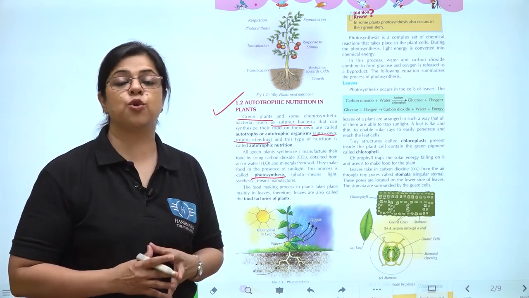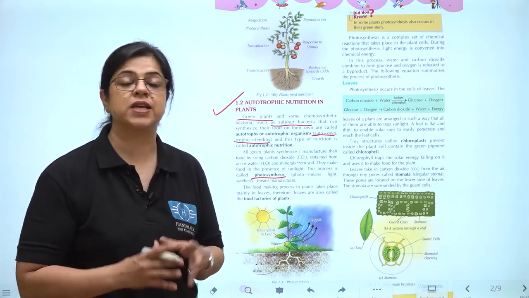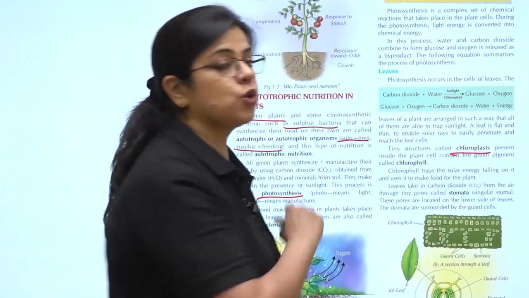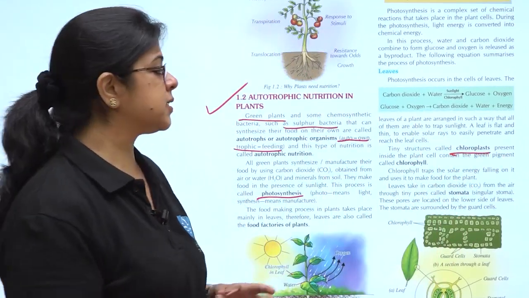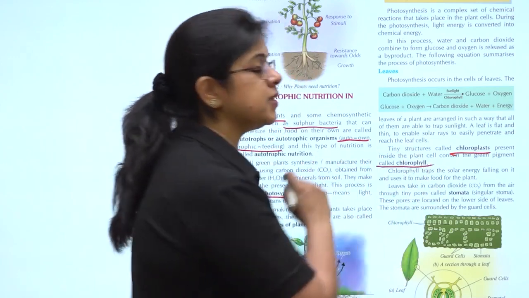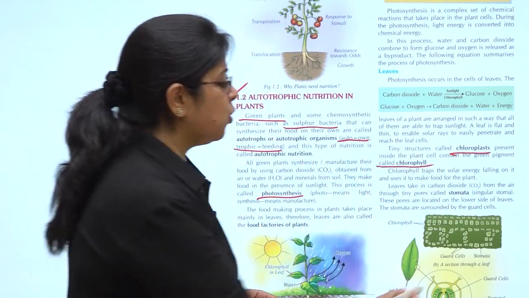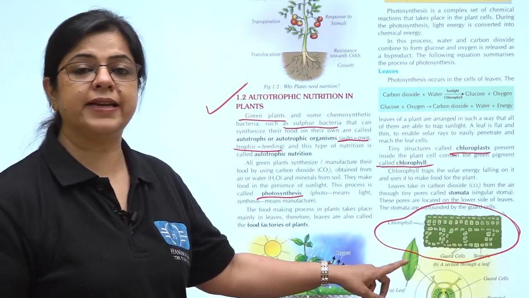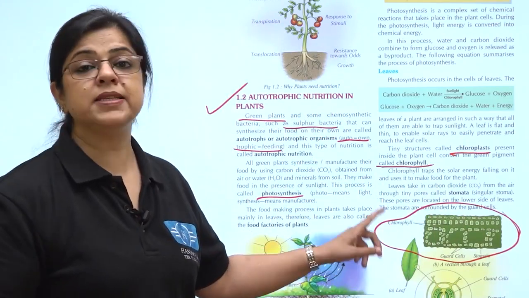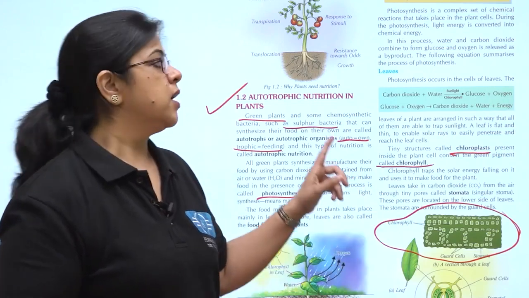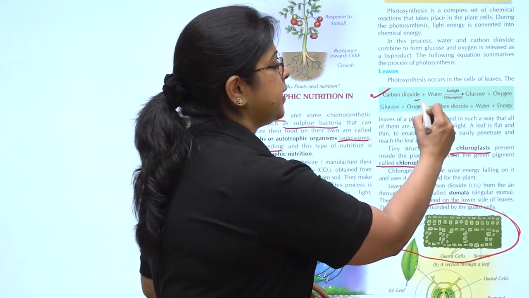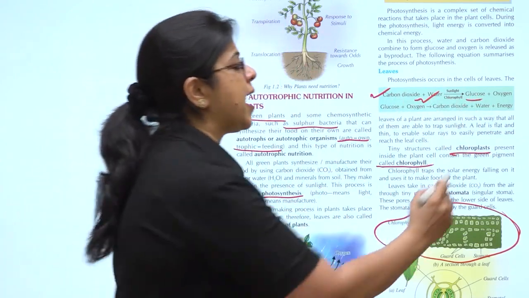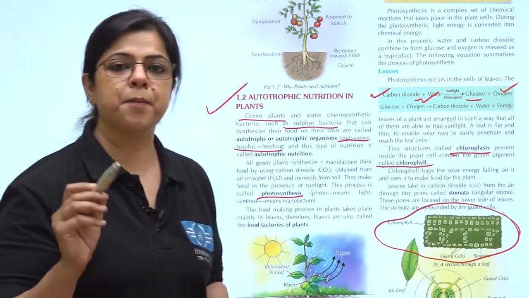Now, this production of food inside green leaves takes place in a tiny structure which is known as chloroplast. These chloroplasts have an important green pigment that is called chlorophyll. Looking at this structure, you can see here that chlorophyll are green pigments. These green pigments trap the sunlight which uses carbon dioxide and water to form the food for the plant, which is glucose, and releases oxygen as a byproduct.